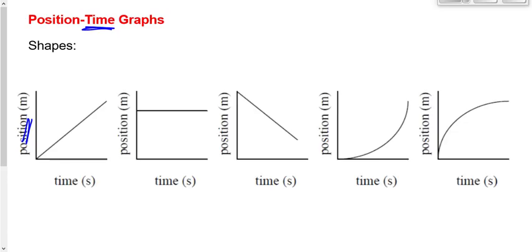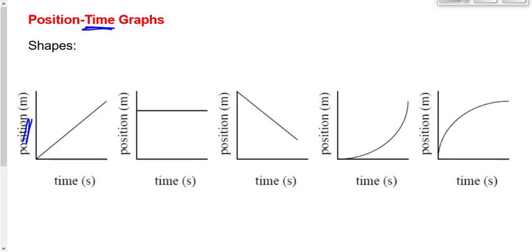What's the fourth one mean? Yeah, this one's acceleration, speeding up. Okay. Increasing velocity, you could say. And what about the fifth one, the last one? This is decreasing velocity, yeah, or deceleration, we could say.